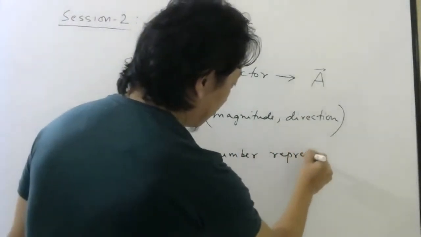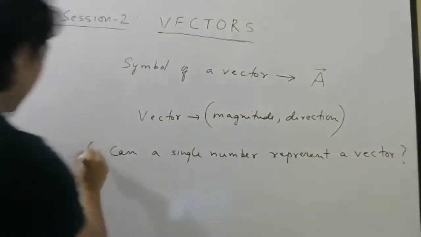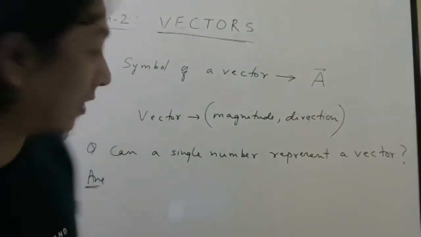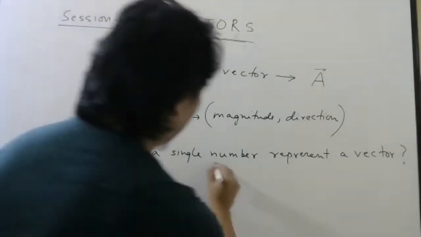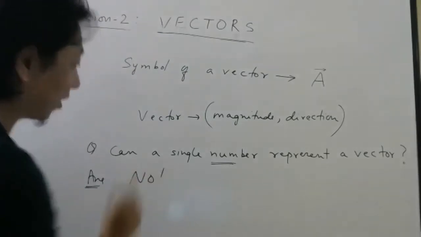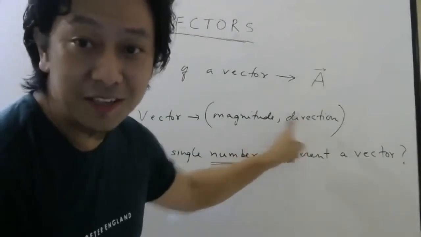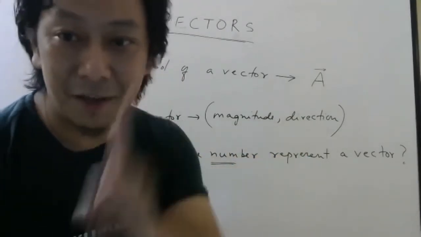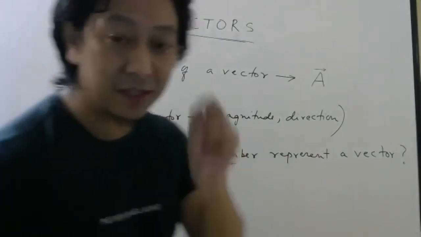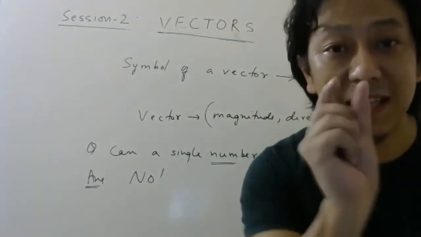Now, can a single number represent a vector? Quickly answer yes or no. Can a single number represent a vector? The answer is no. Why no? Because a vector should have magnitude and direction. Two things cannot be given by one number. The number will only give you magnitude. So please keep this in your mind: a vector cannot be represented by a single number.